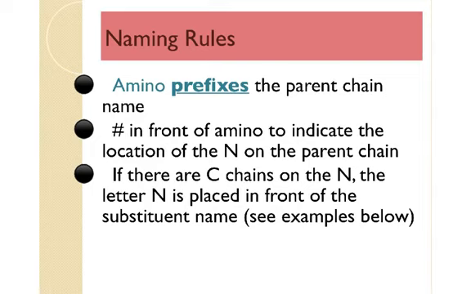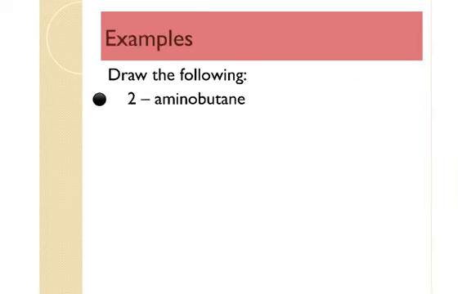So it's a prefix. As per usual, we're going to number in front of the parent chain, in front of the amino part of the parent chain to say where the amino is. Then N could go in the first location, but could also go anywhere on the chain. If there are carbons on the N, we put an N in front of the name of the substituent, and I'll show you some examples to get an idea, because this part is the trickiest. But once you've sort of seen it in play, you'll kind of get the hang of it. So I'll show you some progressively more challenging examples here.